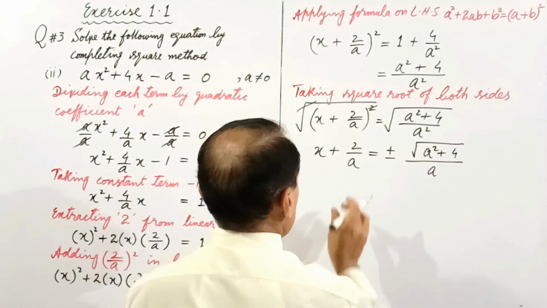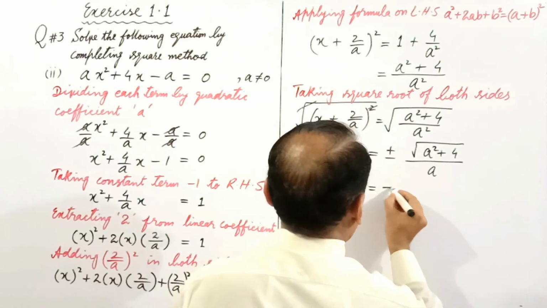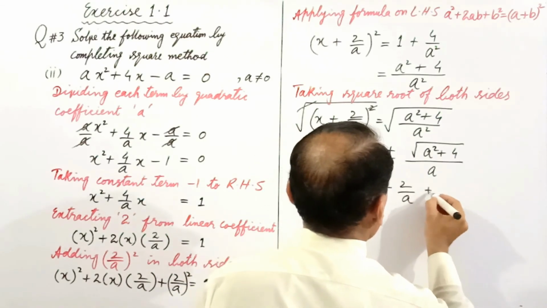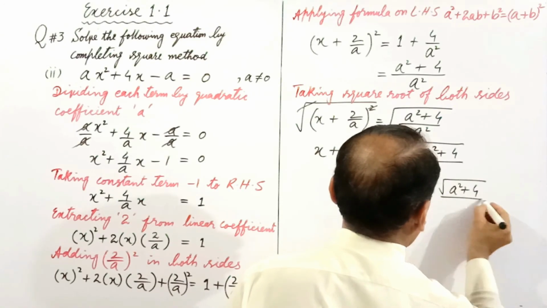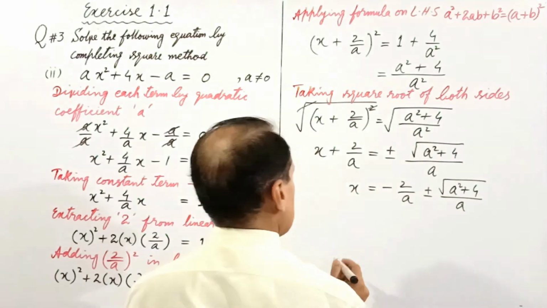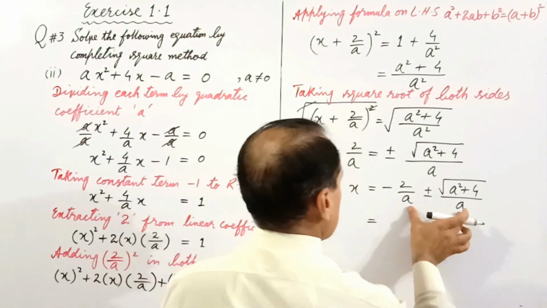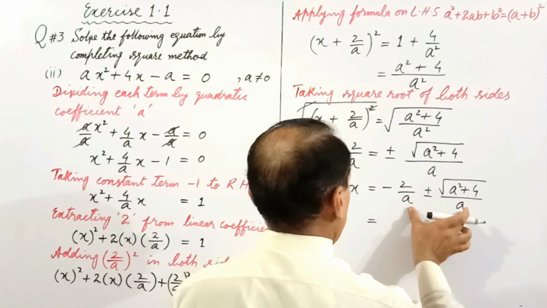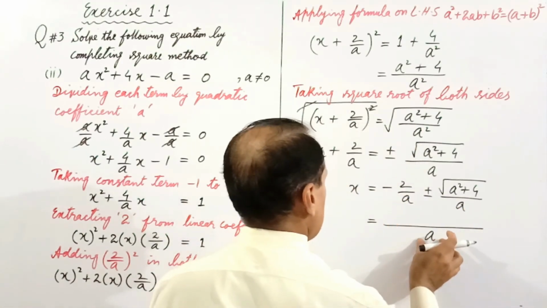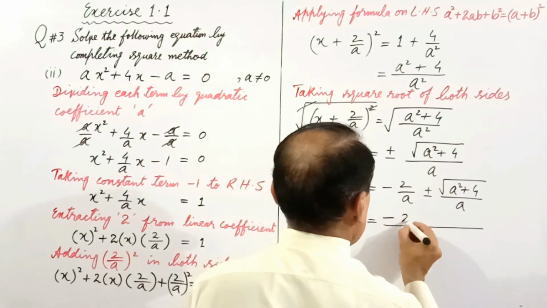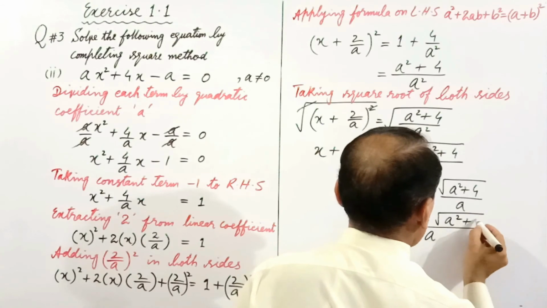In the next step, we shift 2 over a to the right hand side. We get minus 2 over a plus minus under root a square plus 4 over a. x is left on the left hand side. On the right hand side, the denominators are the same. We use the standard procedure of LCM, where a is the LCM and the numerators are written as they are, a square plus 4.